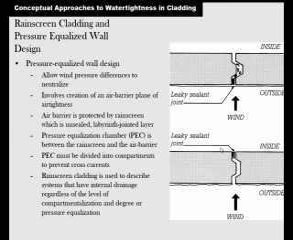Rain screen cladding and pressure equalized wall design. So you allow the wind pressure differences to neutralize with your pressure equalization chamber. This involves creation of an air barrier, a plane of air tightness. An air barrier is protected by rain screen, which is an unsealed labyrinth joint layer. This is the labyrinth. The pressure equalization chamber, which is the PEC, is between the rain screen and the air barrier. The PEC must be divided into compartments to prevent cross currents.